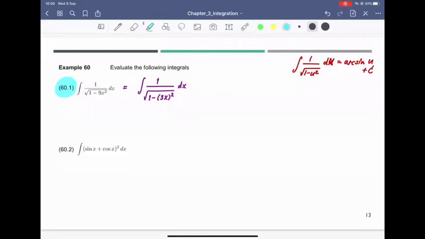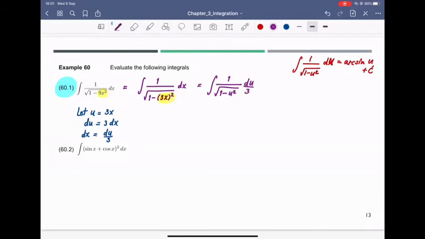So I'm trying to do that. I simplify my 9x squared to (3x) squared. Because I want that form, I'm going to let my u be 3x. That means my du is going to be 3dx. That means my dx is going to be du over 3. Well, better. All right, so here I say this is the integral of 1 over square root of 1 minus u squared, du over 3, right? Because I switch my dx to du over 3. And then here we go.